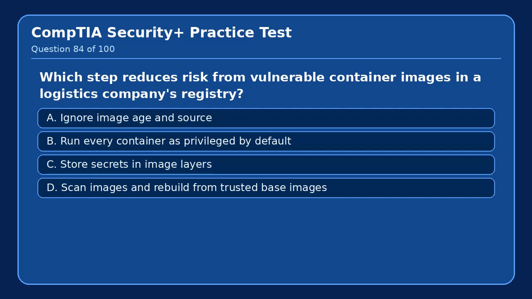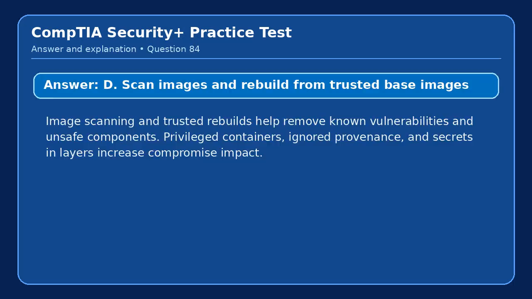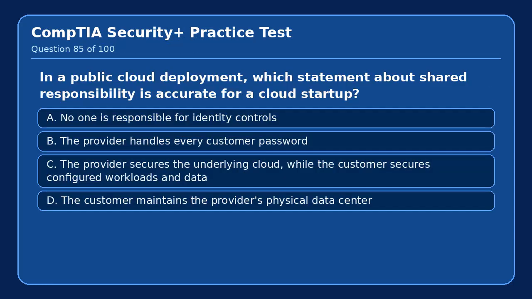Question 87. Which classification should a legal office apply to payroll data before choosing safeguards? A. Discarded test data with no controls. B. Public marketing content. C. Sensitive or confidential. D. Anonymous weather data. Take a moment to choose your answer. The answer is C. Sensitive or confidential. Payroll records contain personal and financial information that requires stronger protection. Public, discarded, or anonymous labels understate the sensitivity of payroll data.